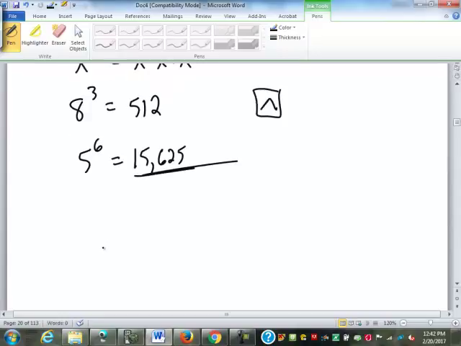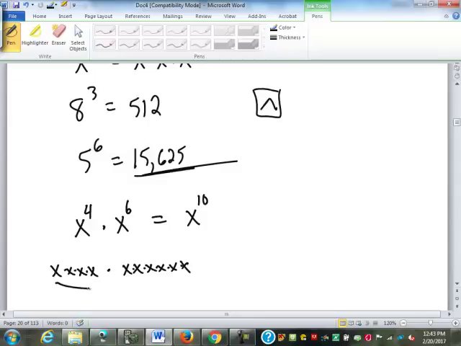Okay. So if we have x to the 4th times x to the 6th, what's that give us? X to the 10th, exactly. Because x to the 4th is 4 x's multiplied together. X to the 6th is 6 x's multiplied together. If I multiply them all together, I now have 10 x's multiplied together, so x to the 10th.